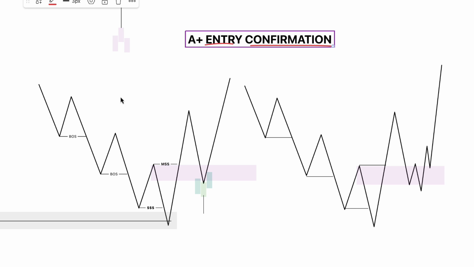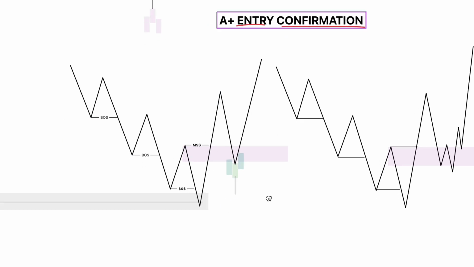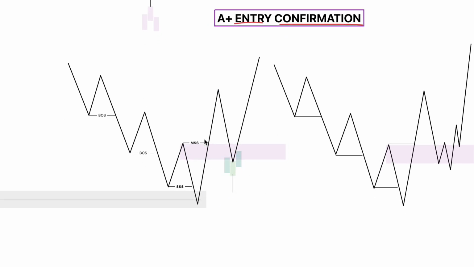I want to show you the first one. The first one is the one I call the swing entry confirmation. Now we have two types of swings. We have the swing high and the swing low. And there is an exact pattern for that. This is it. Let's take this particular trade setup, for example. Let's call it trade A.